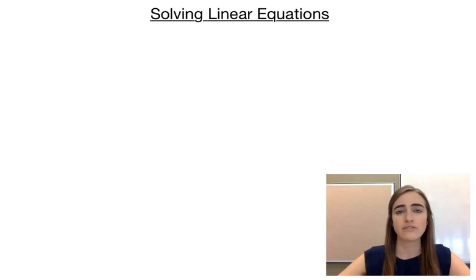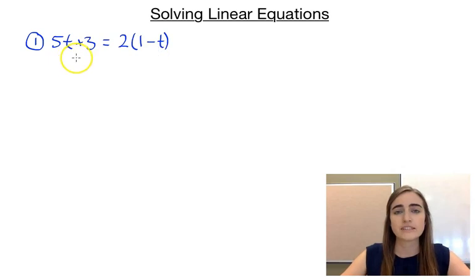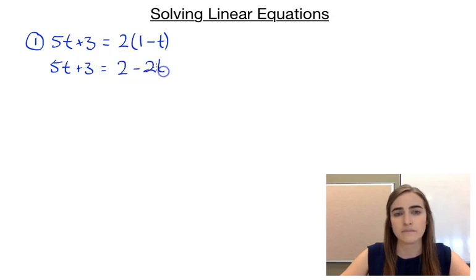In this video, I want to have a look at solving linear equations. So let's have a look at a few examples. Our first one is 5t + 3 = 2(1 - t). The first thing we want to do is expand out this bracket. So we'd have 5t + 3 = 2 - 2t.